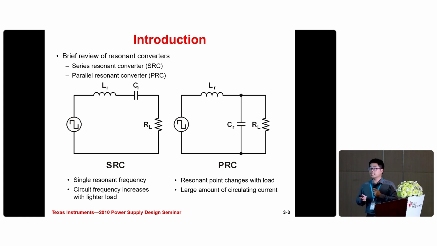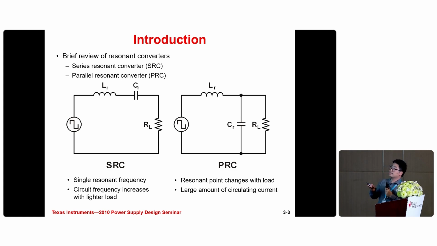For the SRC, there are some issues. We can see that there's only a single resonant frequency here. The disadvantage is that when the SRC converter works at light load, they need to increase the switching frequency a lot. But for the PRC, the resonance point changes with the load, so there's no such issue in the PRC converter.